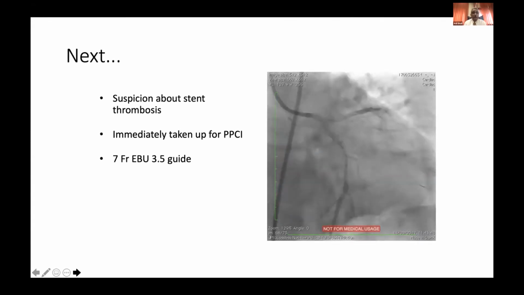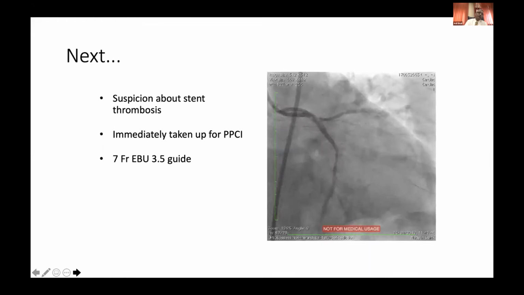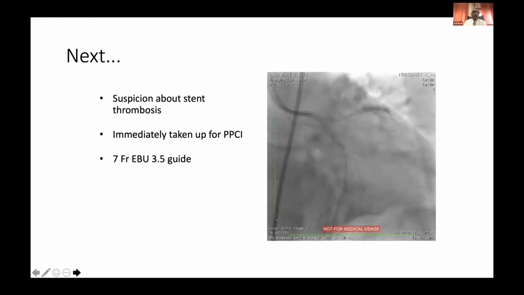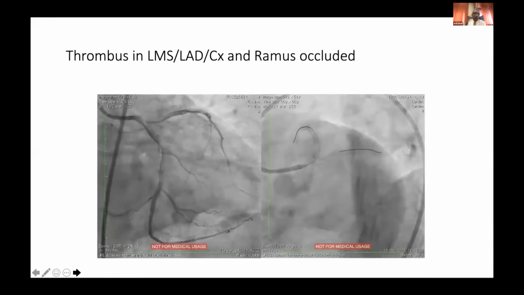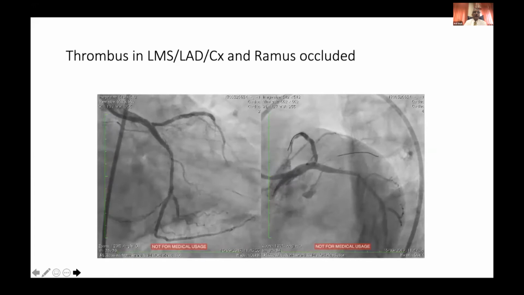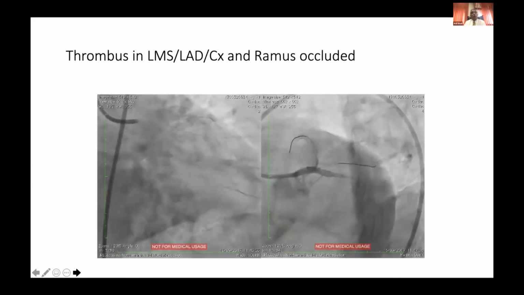We can't see the ramus. We find that there is a clot in the distal left main. There is a clot in the ostium of the LAD. And by this time, we had started with the 7 French EBU 3.5 guide with a femoral access. Well, immediately all hell was raised. We knew where the ramus was. I quickly came and tried to wire this occluded ramus.